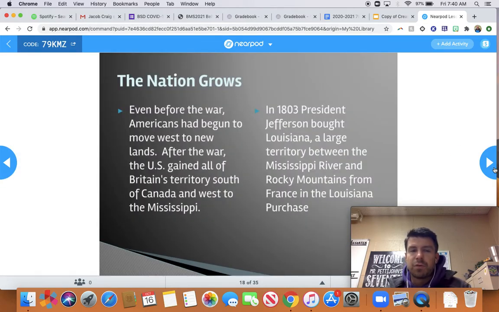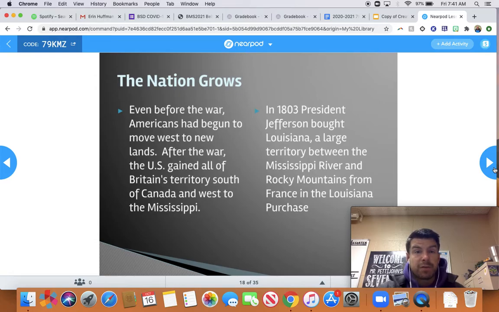The nation grows. Even before the war, Americans had begun to move west, to new lands out west. After the war, the U.S. gained all of Britain's territory, essentially from Canada all the way down to west of the Mississippi, so a little past Missouri. In 1803, President Jefferson bought the Louisiana Territory. He bought it for dirt cheap, essentially. He bought it for nothing.